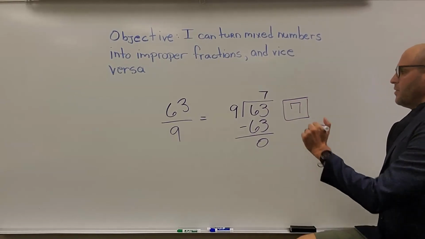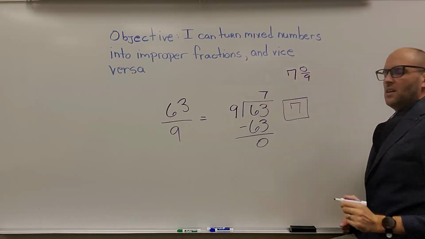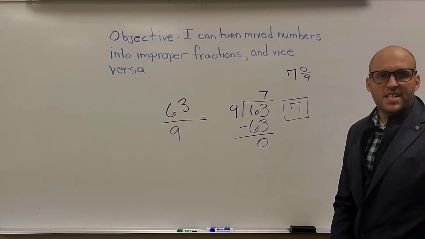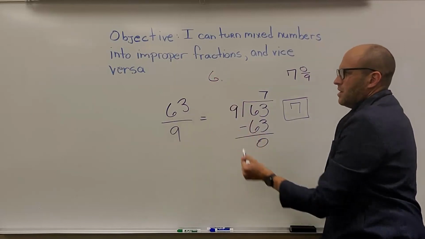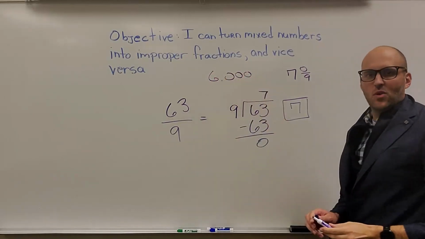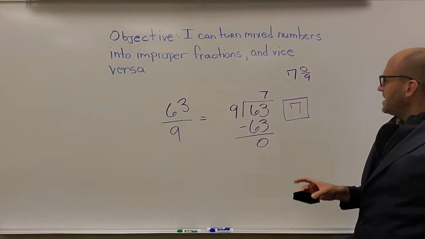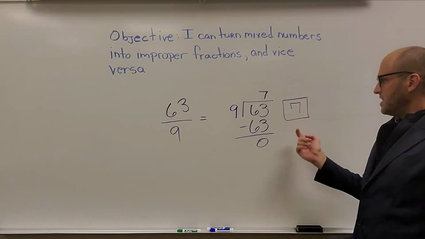Now, if you technically wrote 7 and 0 over 9, it's technically correct, but this is kind of like writing 0 for something after a number. If you have 6, why would you write 6 and a bunch of zeros afterwards? It doesn't make any sense. The number's still 6. So the same thing applies here. If there's no remainder, you don't have to write that fraction. You just have to write the whole number.